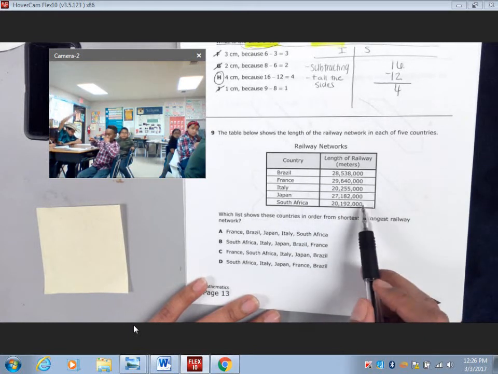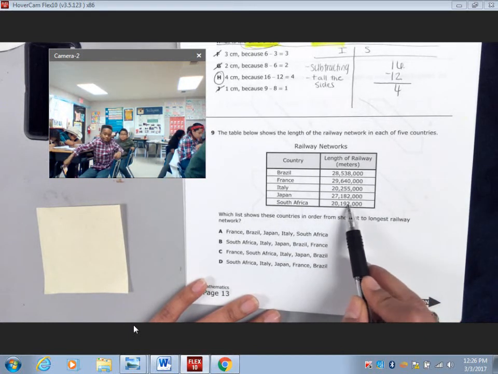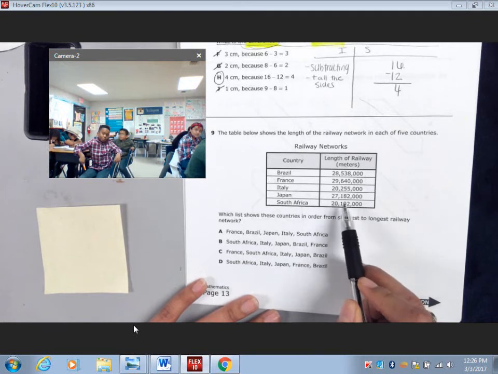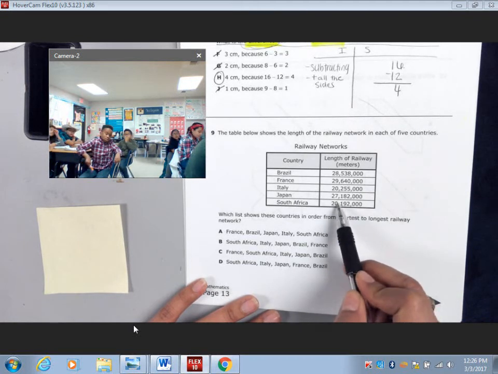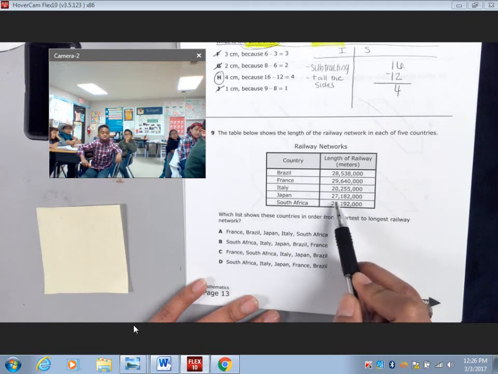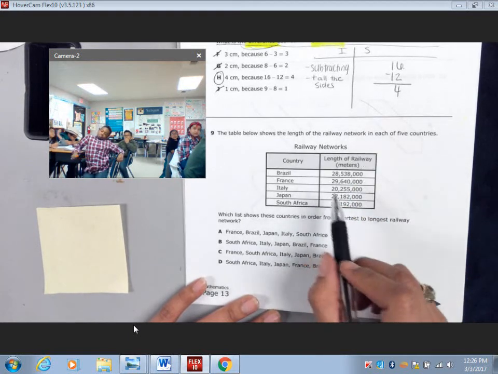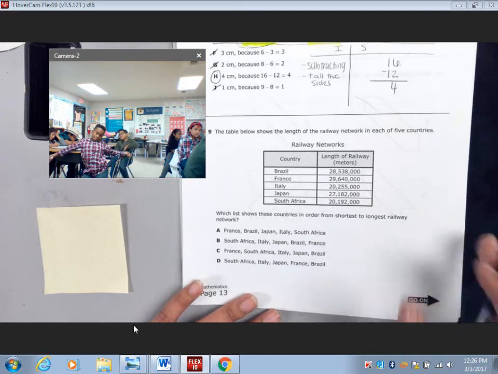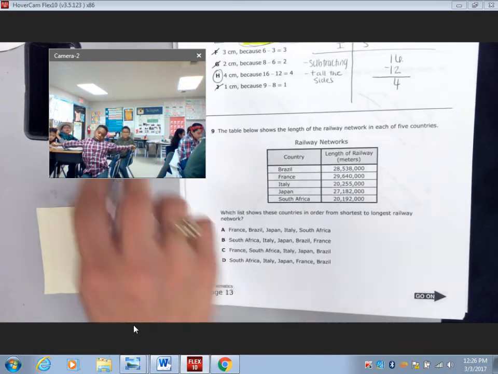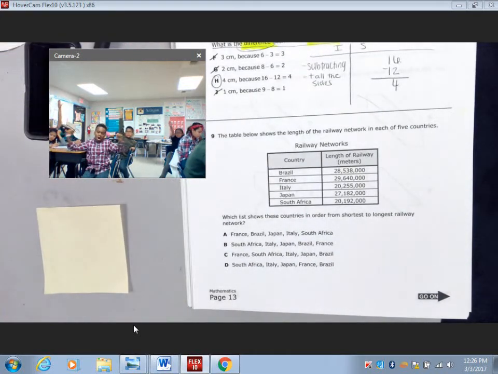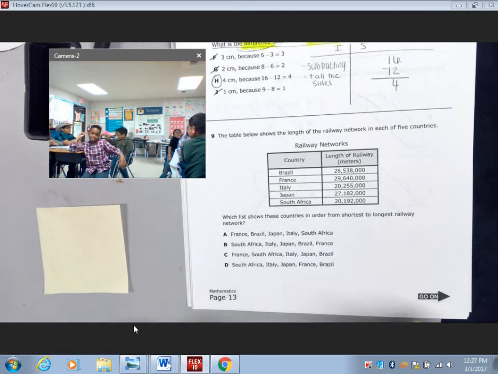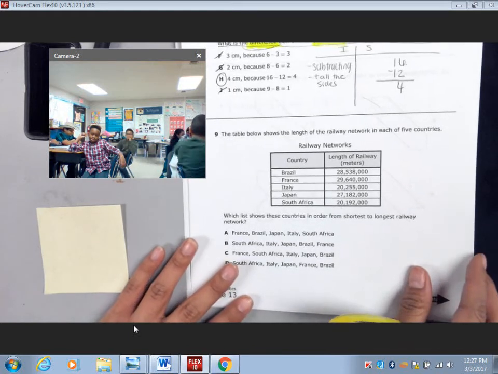So here's ones, tens, hundreds, 10,000, 100,000, millions, 10 million. So they all have 10 million, right? Okay. What is something important here that I can highlight that I really need to pay attention to that's going to help me find the answer here? Shortest to longest. Very good.